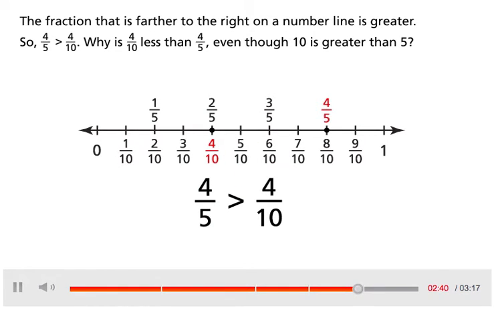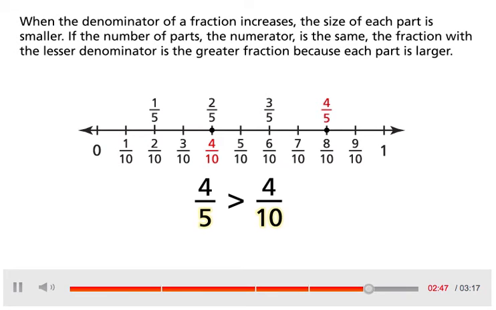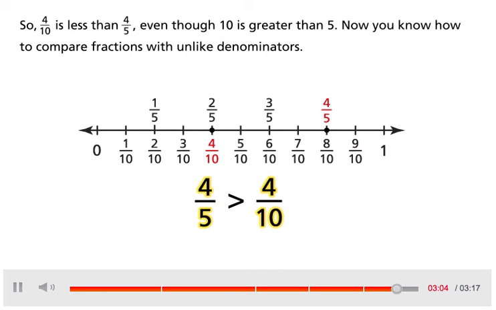Why is 4/10 less than 4/5, even though 10 is greater than 5? When the denominator of a fraction increases, the size of each part is smaller. If the number of parts, the numerator, is the same, the fraction with the lesser denominator is the greater fraction because each part is larger. So 4/10 is less than 4/5, even though 10 is greater than 5.